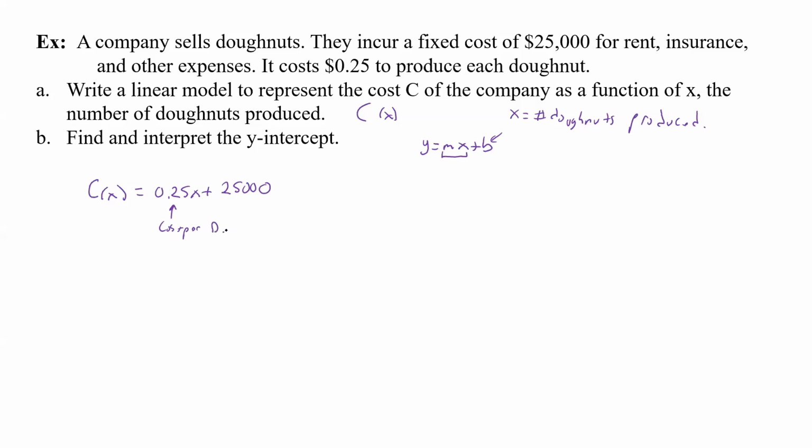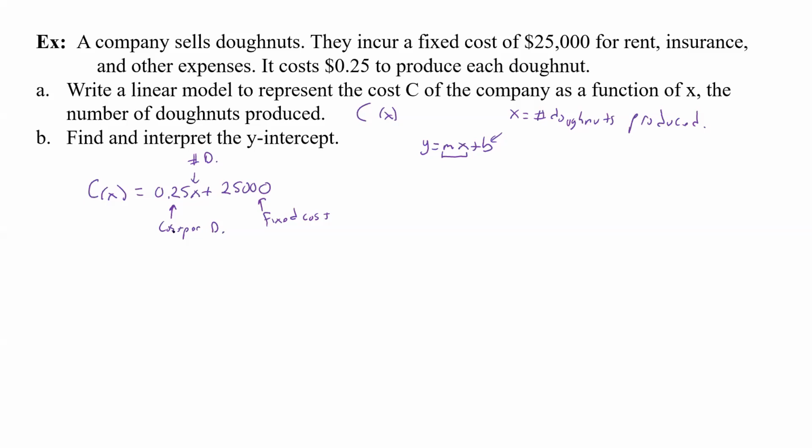And we'll just put D for donut, and then this is the number of D. And then this is going to be our fixed cost. Okay, so that's everything we were given in our initial two sentences here, and we included it all in our cost function. Now it says find and interpret the y-intercept.